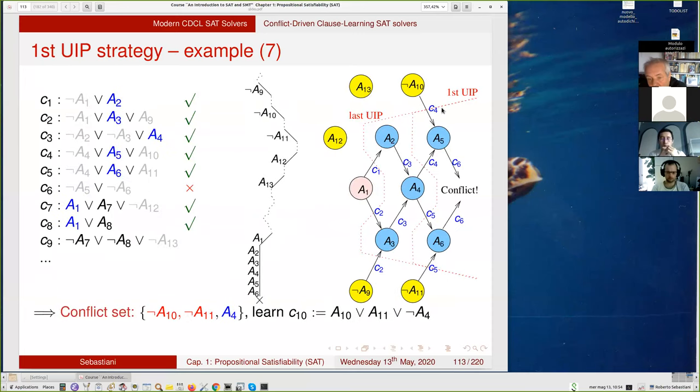Look here. This level involves not A11, not A10 from other levels, okay? This one involves not only not A10 and not A11, but going back, it has also involved A9. So substantially, if you do the last UIP rather than the first UIP, the second most recent, you drop other literals from other decision levels from the conflict clause, okay? For instance, A9 is not part of that.